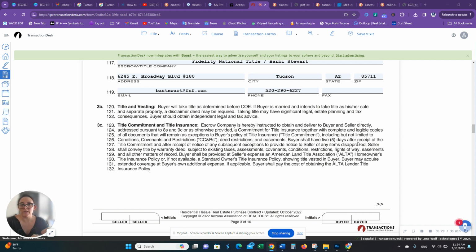Buyer shall have 5 days after receipt of the title commitment to provide notice to the seller of items disapproved. So this section gives you another opportunity to cancel the purchase agreement if there's something that you do not like. And I'm gonna point out to you what you should be looking at, because you might not like specifics to the property that you're purchasing.